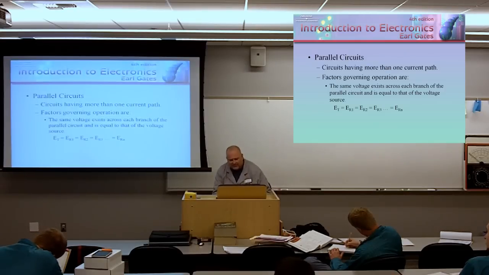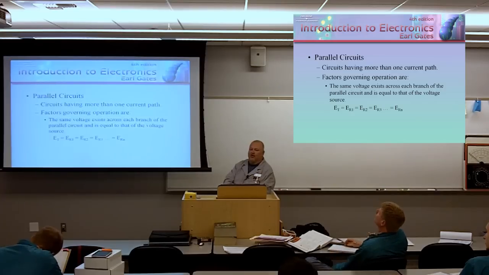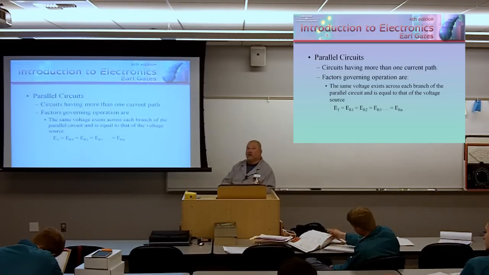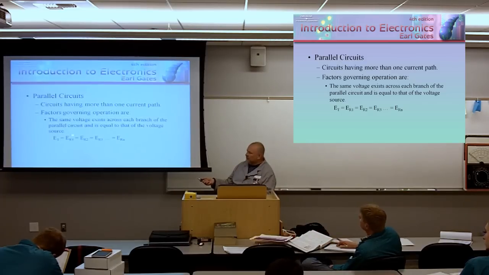Factors governing the operation of a parallel circuit: the same voltage. The same voltage. Not an equivalent voltage, the same voltage exists across each branch of the parallel circuit and is equal to that of the voltage source. So literally, this is what we're up against. Total voltage is equal to voltage across component 1. It's equal to voltage across component 2. It's equal to voltage across component 3. It's not only mathematically equal to, it's the same pressure. I'll show you in the schematic. Same pressure. And that, in and of itself, will help you solve problems.